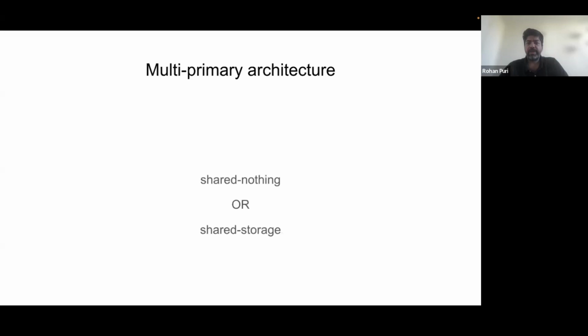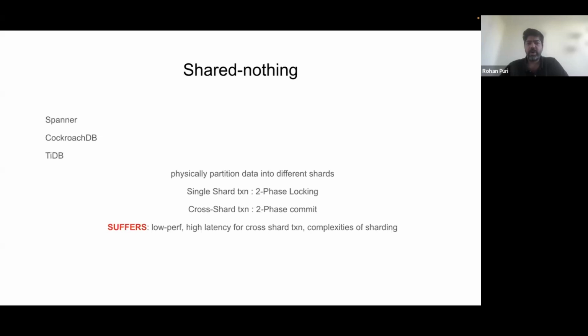Generally, multi-primary architectures can be divided into two parallels. One is shared nothing and the other is shared storage. If we talk about shared nothing, we already know a lot of examples: Spanner, CockroachDB, TiDB. What's the fundamental design principle? It's physically partitioning data into different shards. If you have a transaction in a single shard, you will use locking. And if you have a transaction across shards, they generally use two-phase commit protocols.